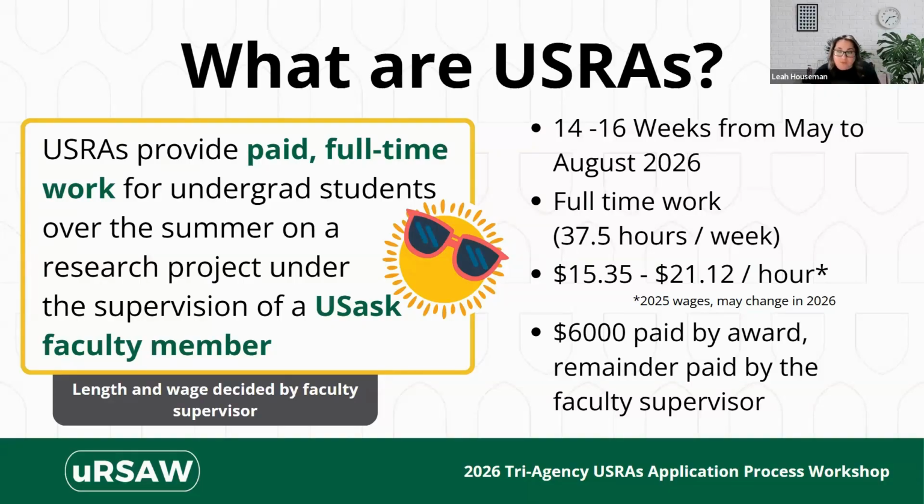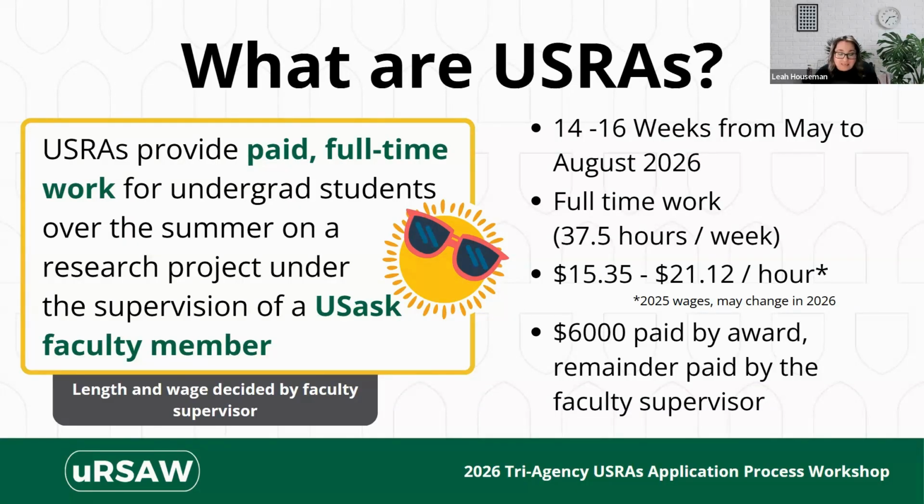So on the whole, the Undergraduate Student Research Awards, or USRAs as we call them, provide paid full-time work over the summer as a student assistant on a research project under the supervision of a USASC faculty member. They are 14 to 16 weeks of paid employment between May and August 2026. Students are paid between $15.35 per hour and $21.12 per hour, depending on your faculty supervisor. These are the 2025 ranges, and they are expected to change slightly in January.